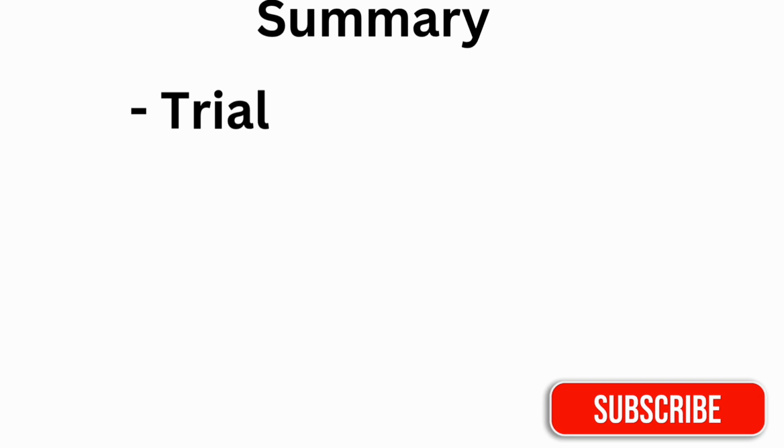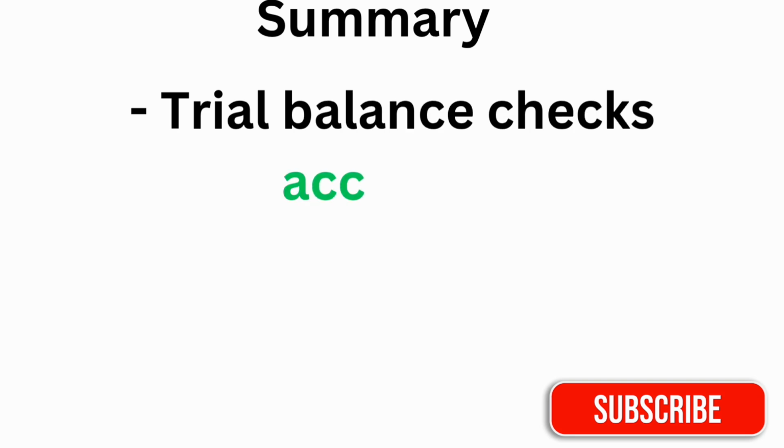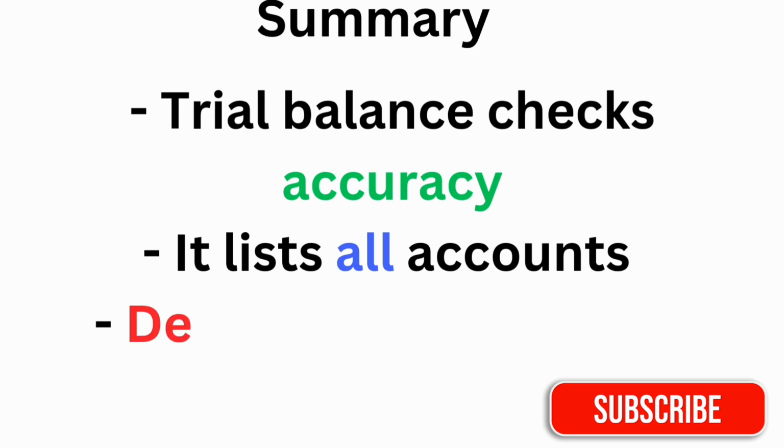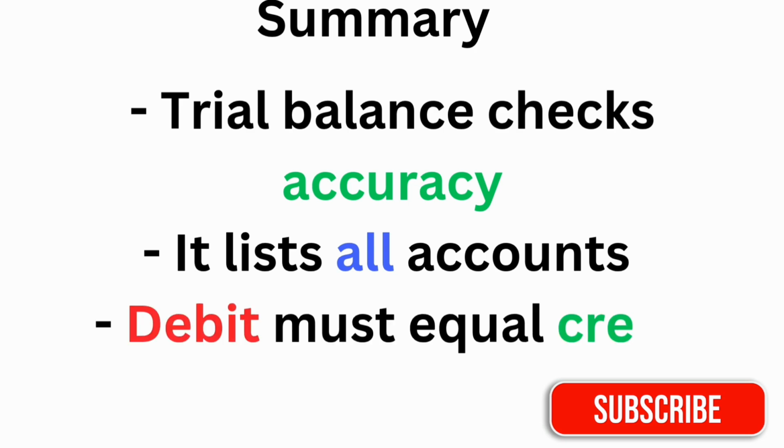To summarize, a trial balance helps to check the accuracy of accounting records. It lists all the accounts and their balances. And most importantly, total debit must always be equal to total credit.